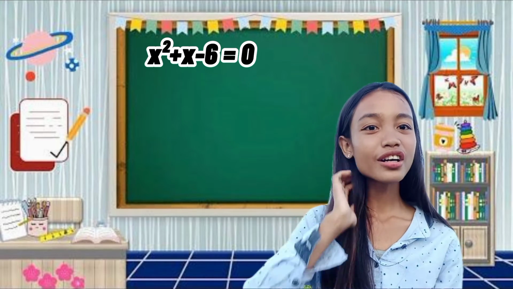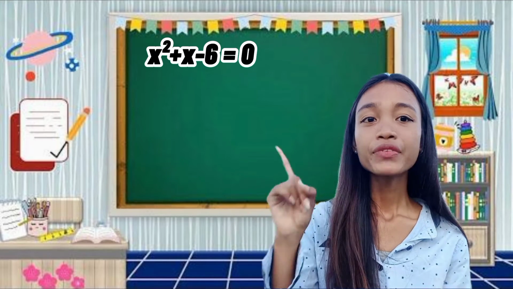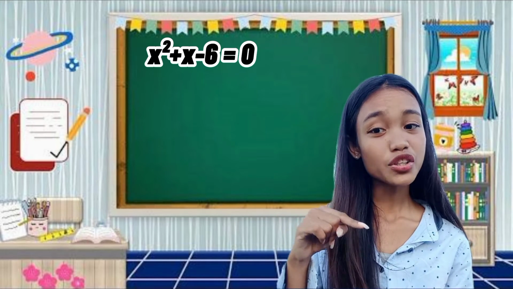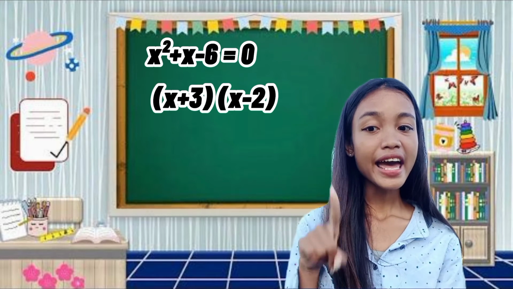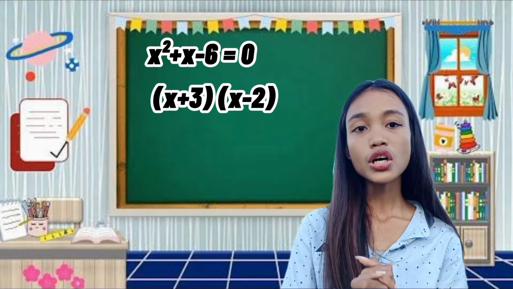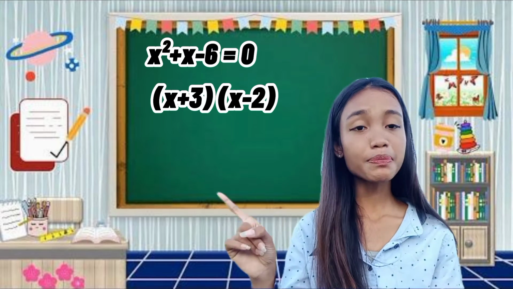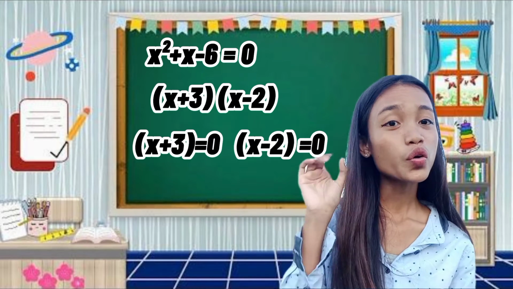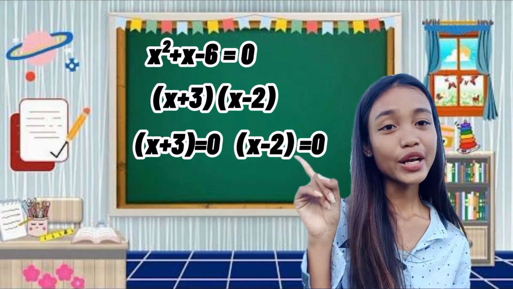So the factors of x squared plus x minus 6 equals 0 are x plus 3 and x minus 2. So let us equate them. We have x plus 3 equals 0 and x minus 2 equals 0.